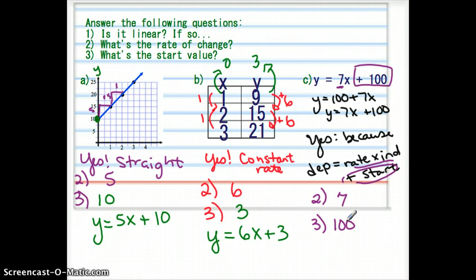Okay, I hope this gives you a little bit of understanding of linearity and how to relate a table to a graph to an equation. And we'll practice with this more, but everything on here is definitely going to be on the next quiz.